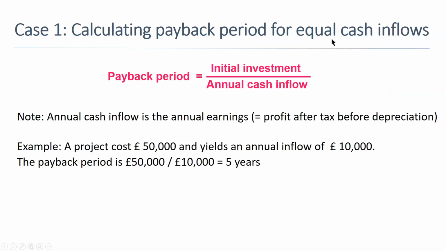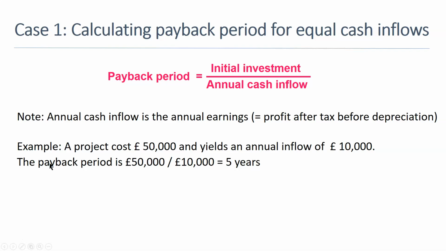Case 1, when cash flows are equal or even. The formula is very simple. Simply divide the actual initial investment, the sum of the capital invested, by the annual cash inflows. Here, for the cash inflow, we are using the annual earnings, in other words, profit after tax but before depreciation. Please pay attention to this because we will need to do calculations based on these formulas.